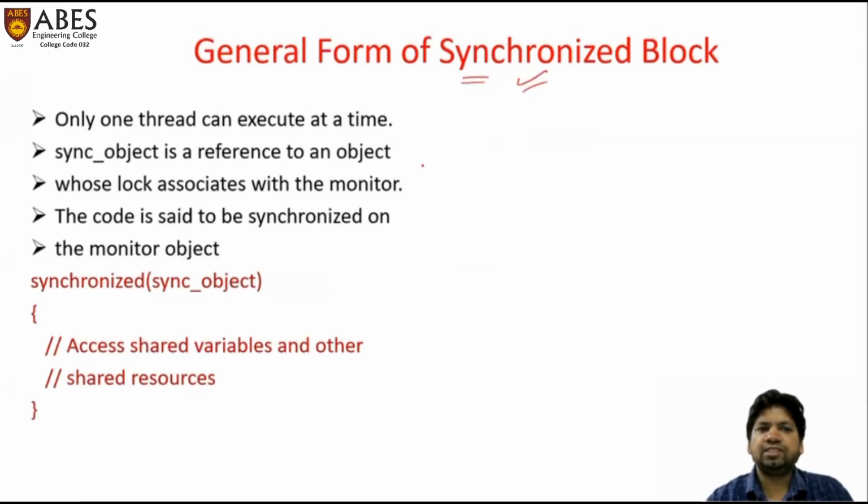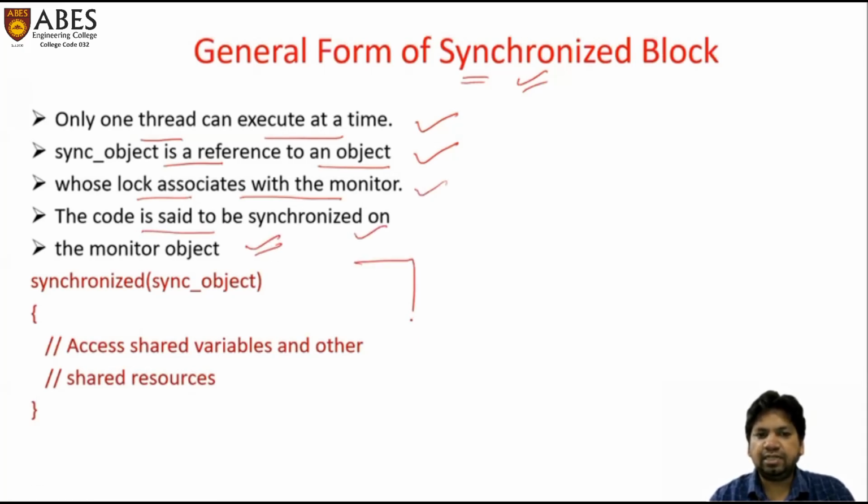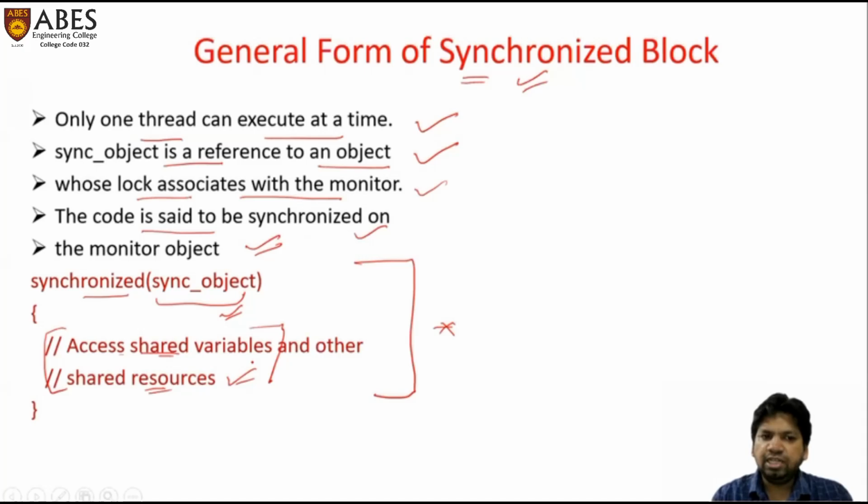What is the general form of a synchronized block? One thread can execute at one time. I told you already, the synchronized object is a reference to the object, and the lock is associated with the monitor. The code is said to be synchronized on the monitor object. This is the syntax: you can see synchronized and the synchronized object, and inside it there are shared variables and shared resources. The information about the shared variables and shared resources will be in the synchronized block.